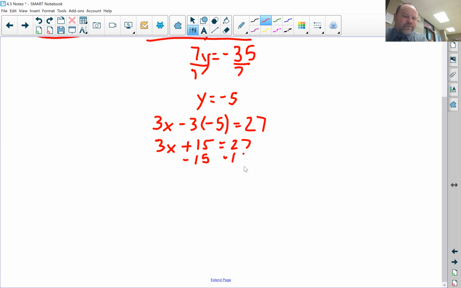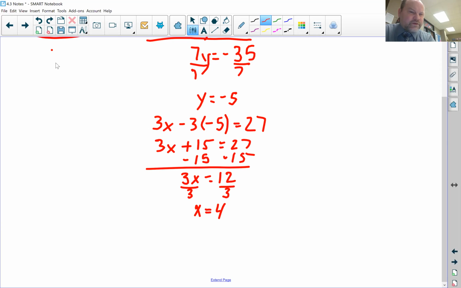Subtract 15 from both sides. 3x equals 12. Divide both sides by 3. So my solution would be the ordered pair 4, negative 5. See if I can write that a little bit better.